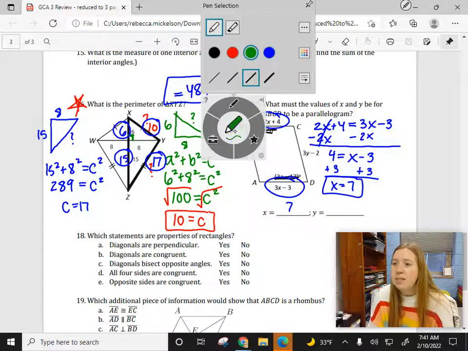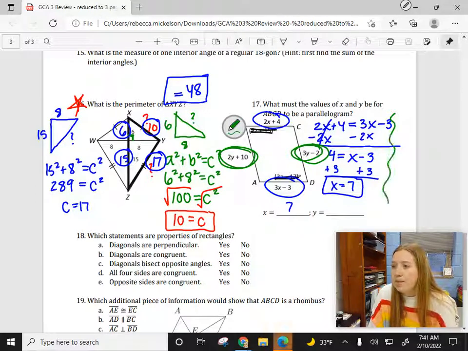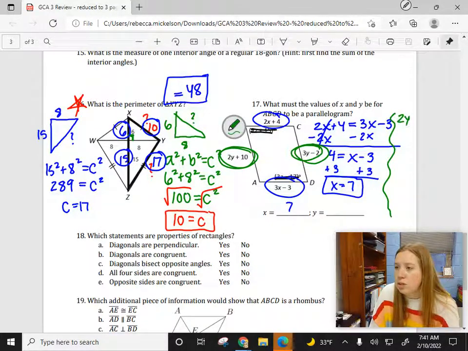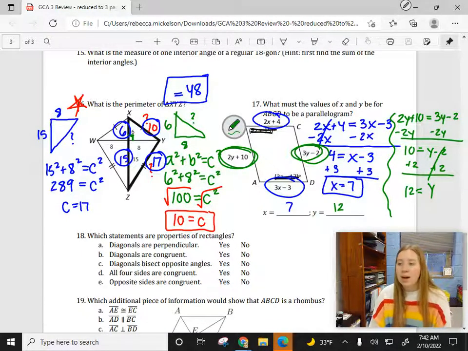And then we have to do the same thing, but we have to do it for y this time. So y is my opposite two sides, but same approach. We're just going to take 2y plus 10 and set it equal to 3y minus 2. And then we have to solve by moving 2y to the other side of my equation. 10 equals y minus 2. And then I'm going to add 2 to both sides. y equals 12. So we can plug that in. y equals 12.